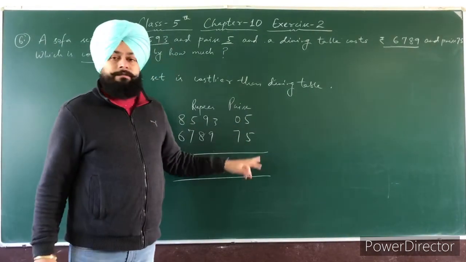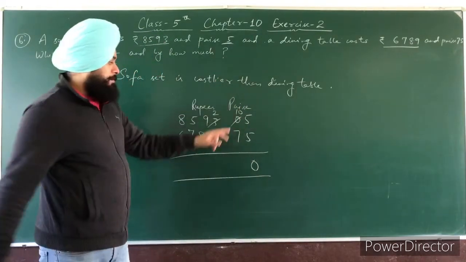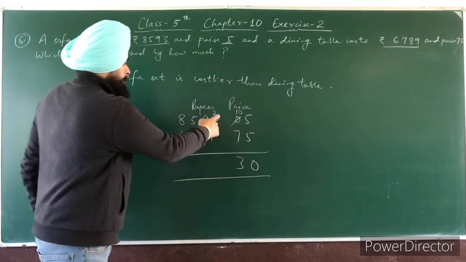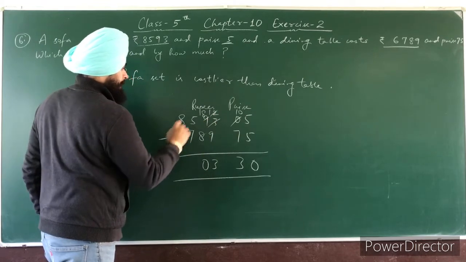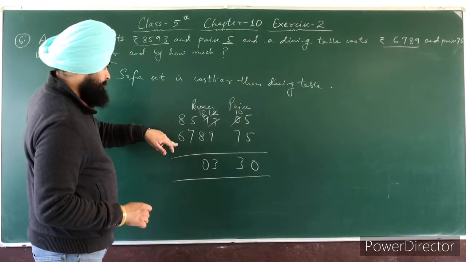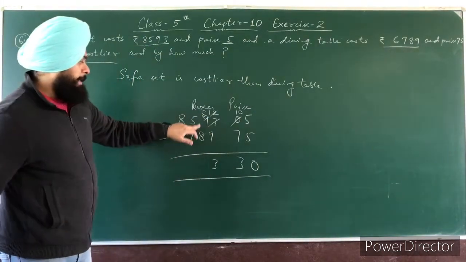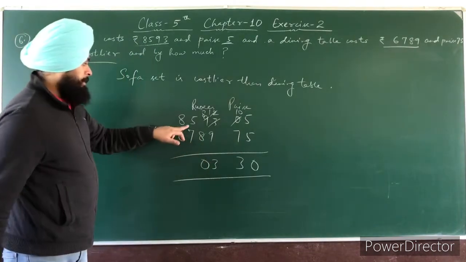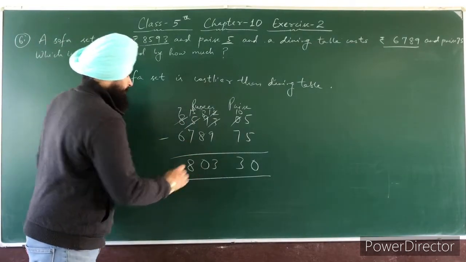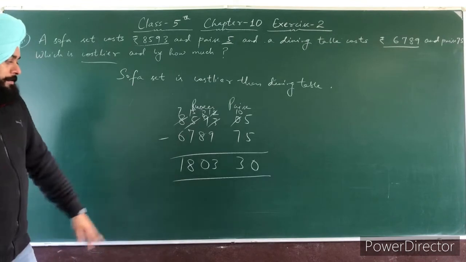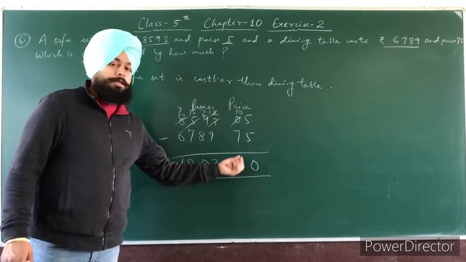So 5 minus 5, it is 0. This 0 will take 1 from 3. So 10 minus 7 is 3. 2 again take 1. 12 minus 9 is 3. 18 minus 8 is 10. So next is, sorry, this is 8. 8 minus 8 is 0. Now 5 again to the bottom. 15 minus 7 is 8. 7 minus 6 is 1. So the answer is 180330. It means rupees 1,803 and 30 paise.